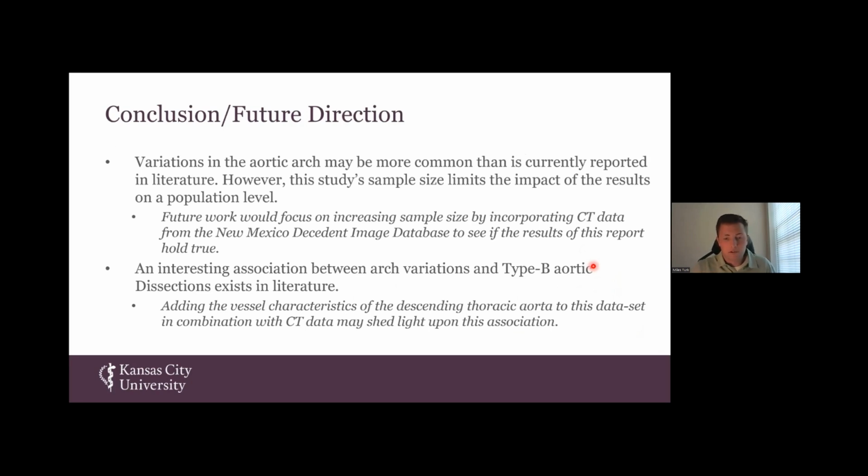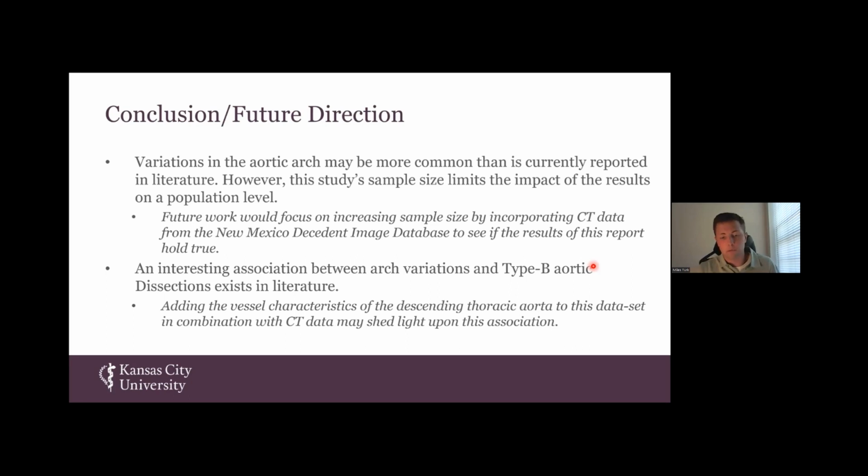So what I want you to take away from my research talk today is that variations in the aortic arch may be more common than is currently reported in literature. However, we have a limited sample size in my study, so it's hard to make assessments on a population level.